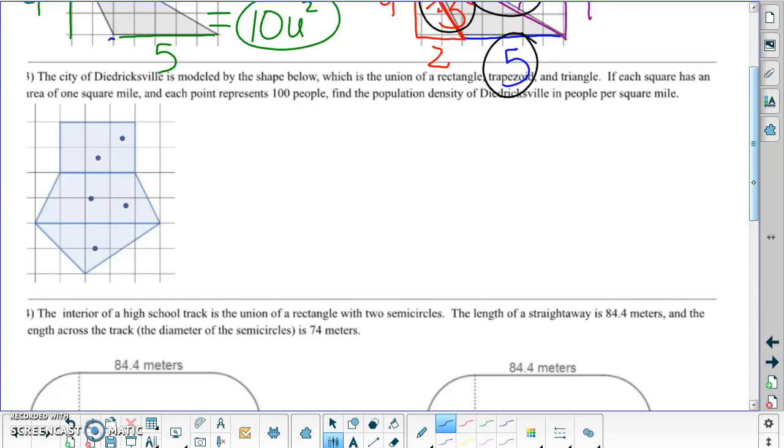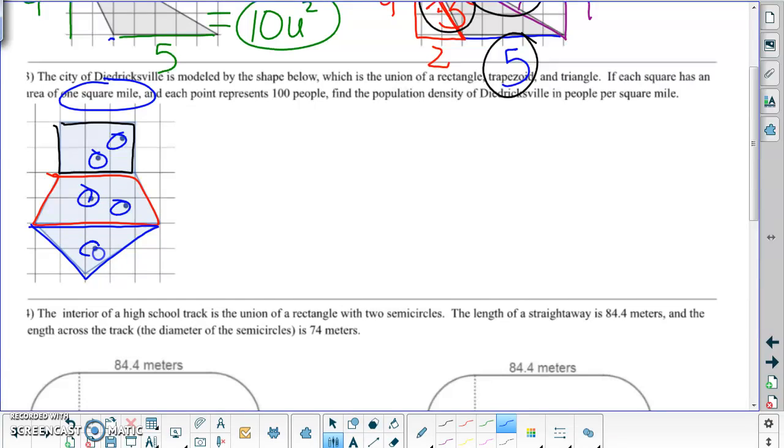So the city of Diedrichsville is modeled by the shape below. So it's the union of a rectangle, a trapezoid, and a triangle. So we want to find the area of the city or the town. And each square has an area of 1 square mile. So that just means your label is square miles. And then each one of these points represents 100 people. So how many people live in Diedrichsville? 500. 500 people.